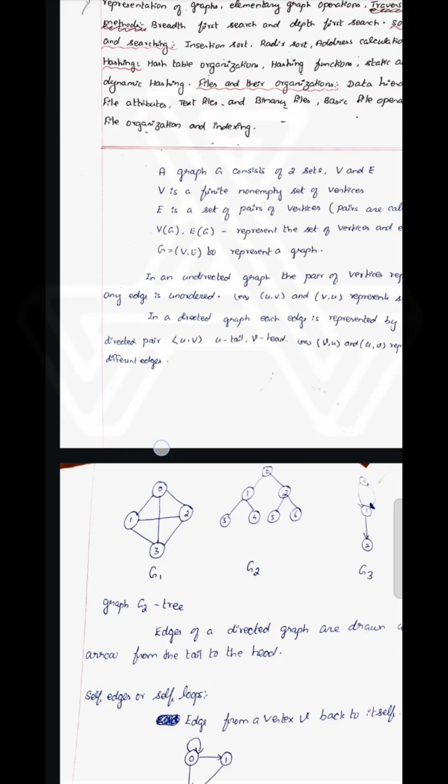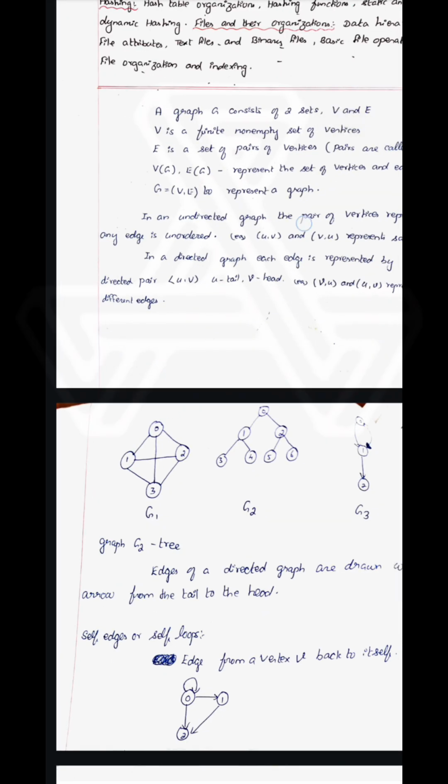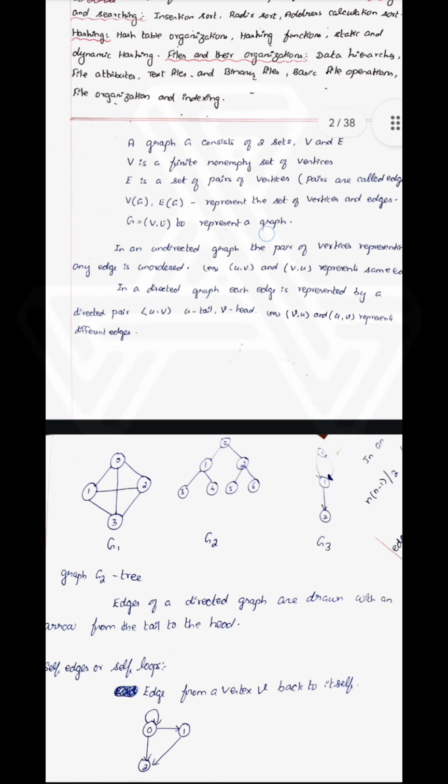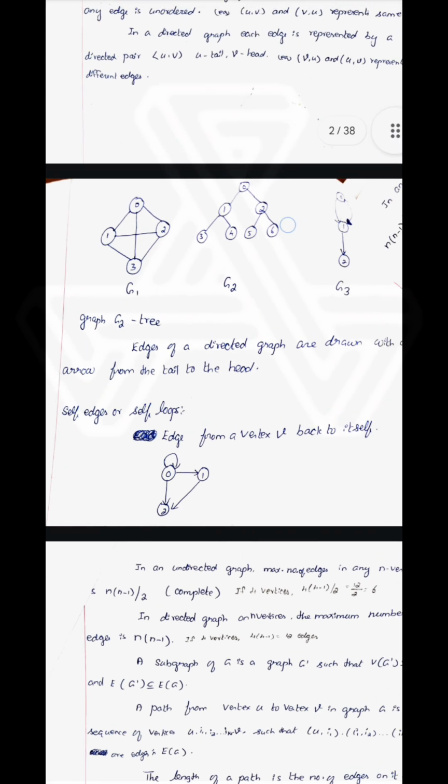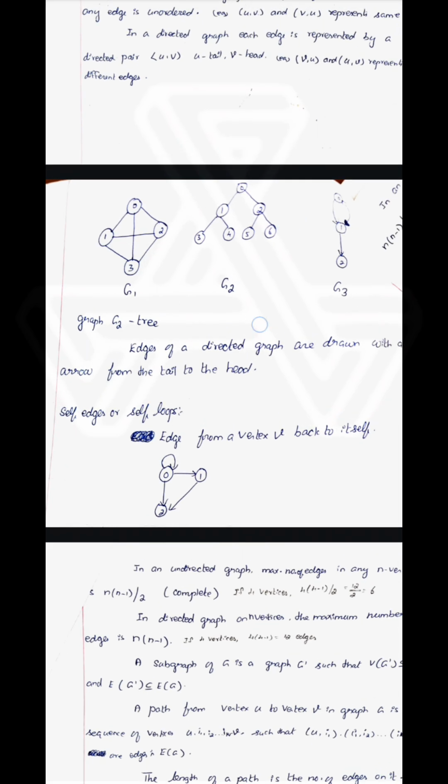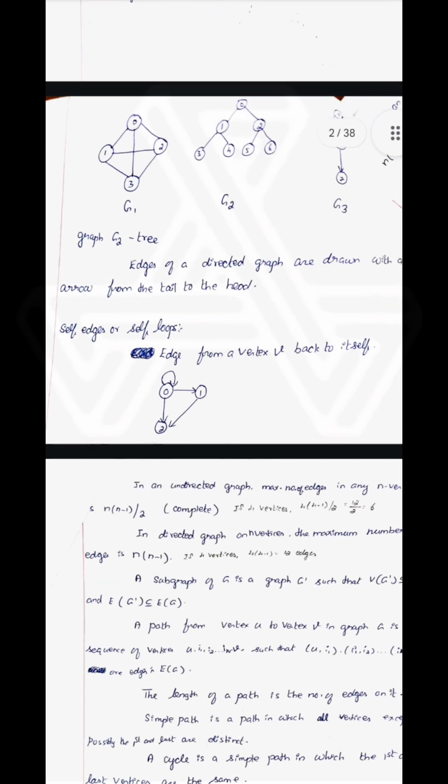Then we have graphs G1, G2 and G3. Edges of a directed graph are drawn with an arrow from the tail to the head, as shown in the figure. Self-edges are also called self-loops.